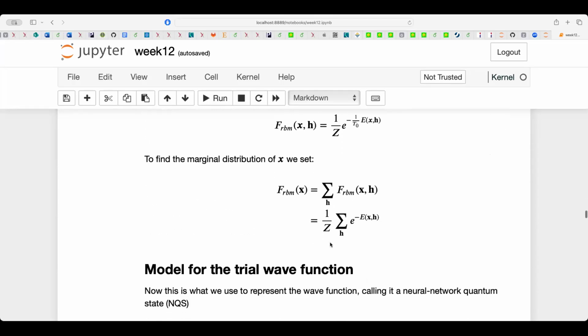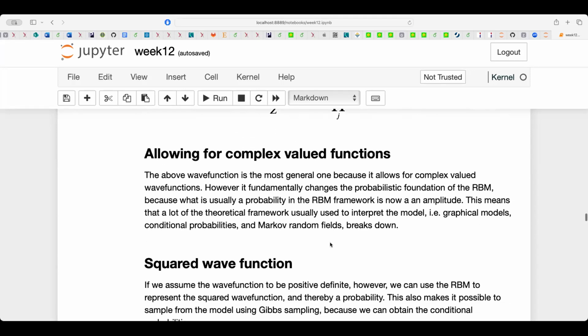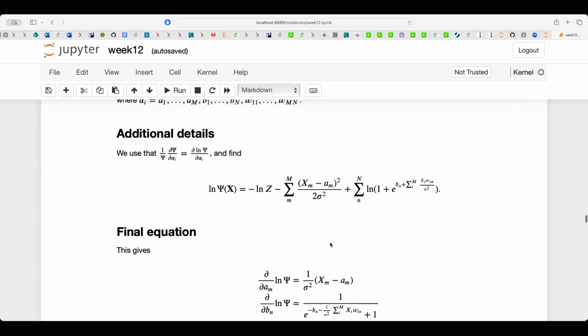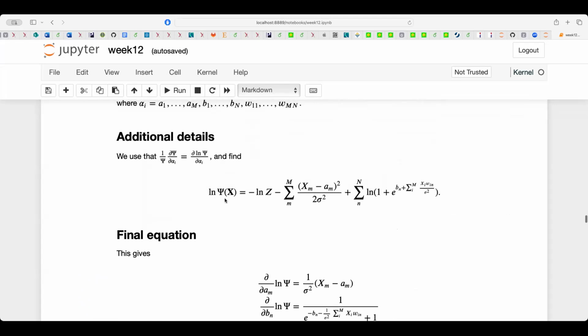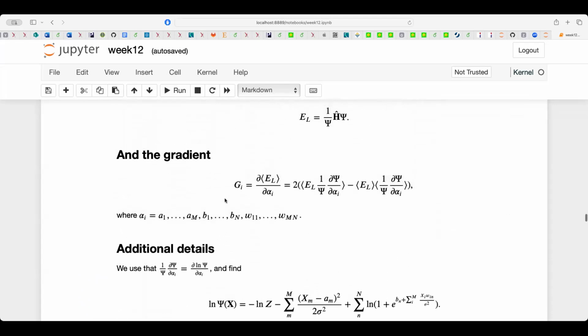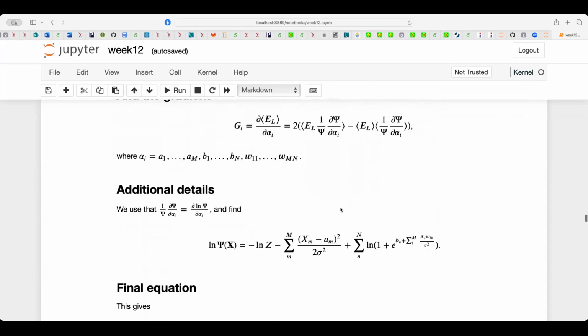So as I said, the kind of quantities which we need to deal with are actually these quantities here. That's the final equation for the derivatives. We have the log of the function here, and then we need to optimize this quantity.